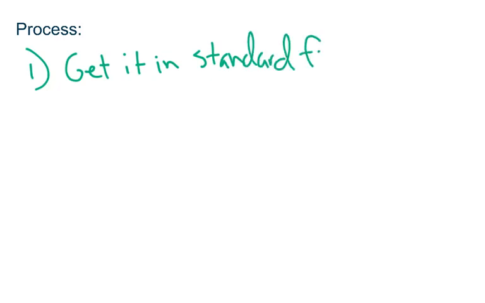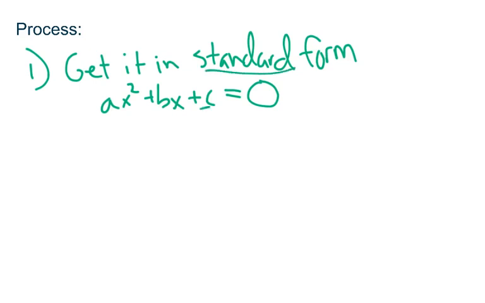Step number 1 is to get it in standard form. Standard form is ax squared plus bx plus c. And really what this means is that we want everything over on one side. So we want ax squared plus bx plus c equals 0. So move everything to one side is really what this boils down to. But I wanted to reference standard form because as we look at some other methods, or as we start talking about graphing, knowing what standard form is really useful. So make sure you know what standard form is.